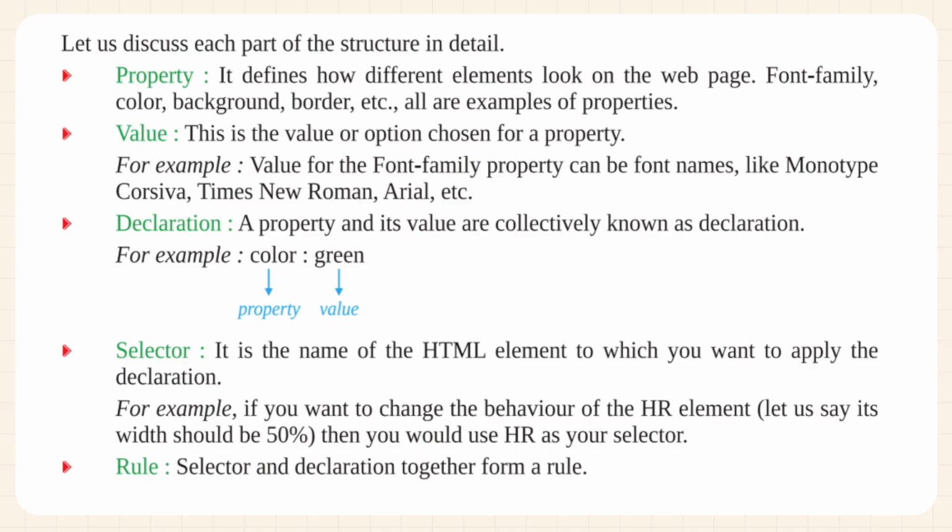Value. This is the value or option chosen for a property. For example, the value for the font family property can be font names like Monotype Corsiva, Times New Roman, Arial, etc. Declaration. A property and its value are collectively known as a declaration. For example, color: green. Selector. It is the name of the HTML element to which you want to apply the declaration. For example, if you want to change the behavior of the HR element, let us say its width should be 50%, then you would use HR as your selector. Rule. Selector and declaration together form a rule.